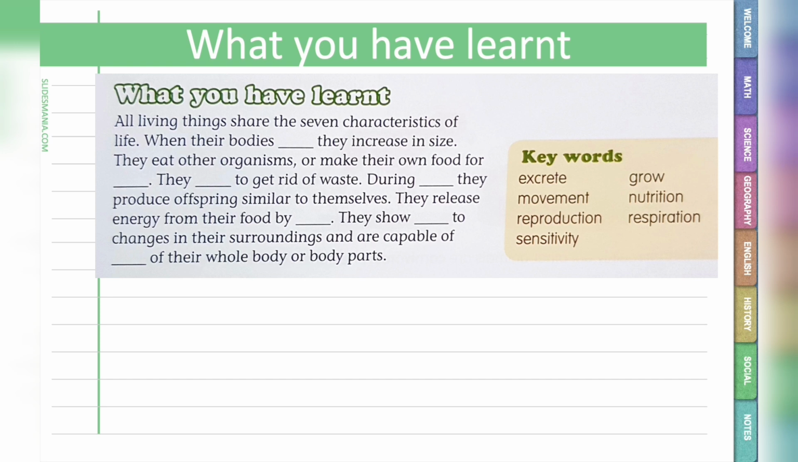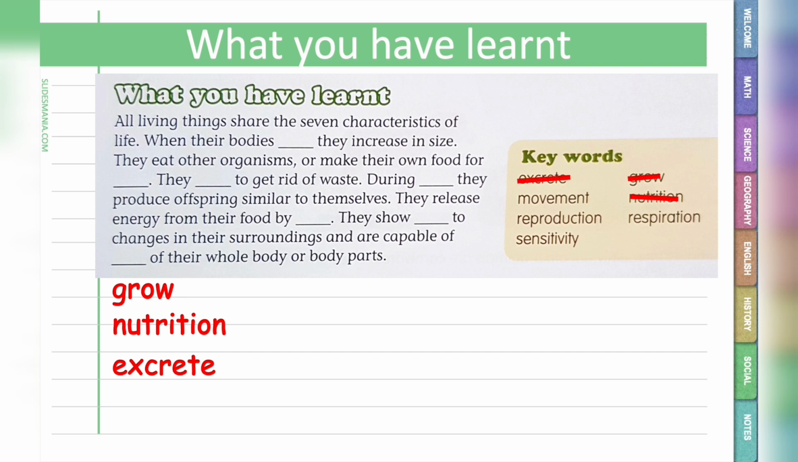What you have learned. All living things share 7 characteristics of life. When their bodies, what happened? They increase in size. When their bodies grow, yes, when their bodies grow, they increase in size. So now I cross out grow. They eat other organisms or make their own food for what? Nutrition. It's called nutrition. Now I cross it out. They blank to get rid of waste. What is it called? Yes, it's excrete. To get rid of waste.